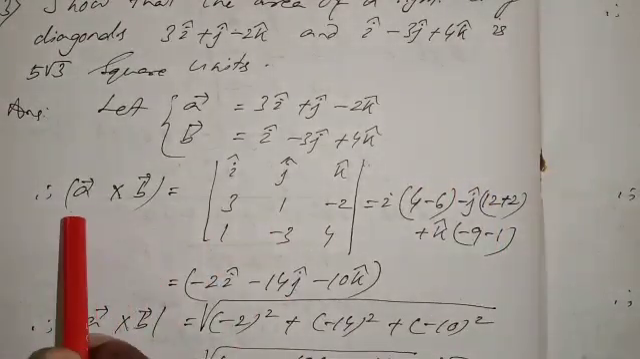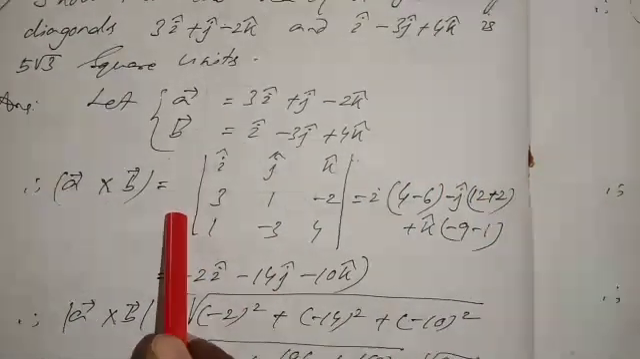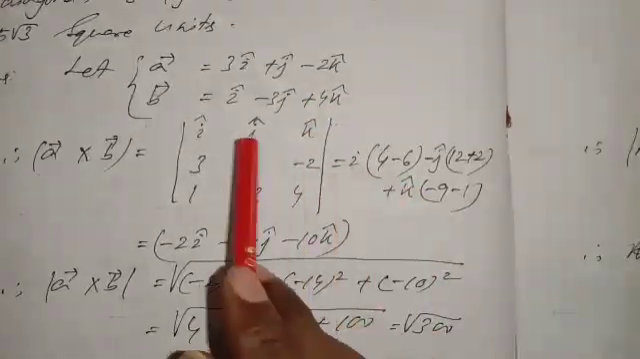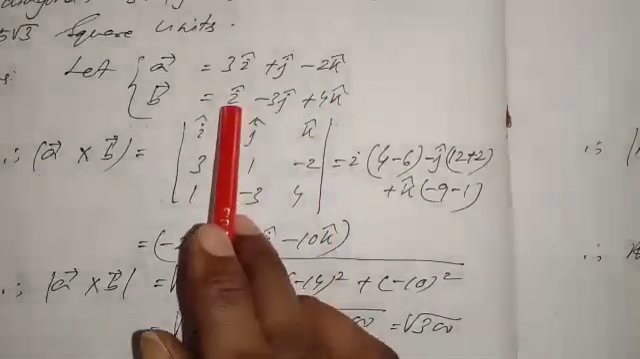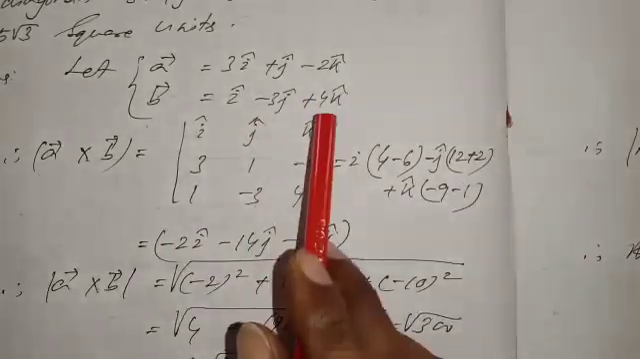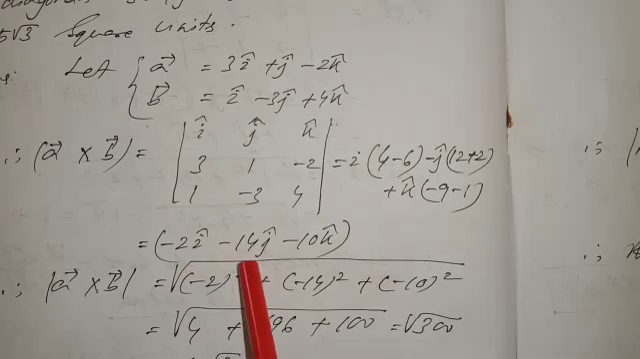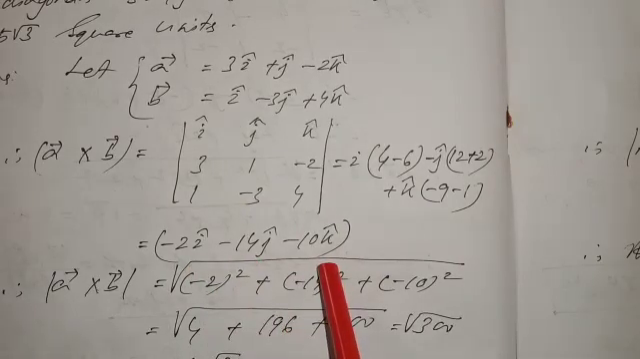So the formula is, first you have to find a cross b. Write i, j, k; first vector components 3, 1, minus 2; second vector components 1, minus 3 and 4. After simplification you are getting minus 2i minus 14j minus 10k.